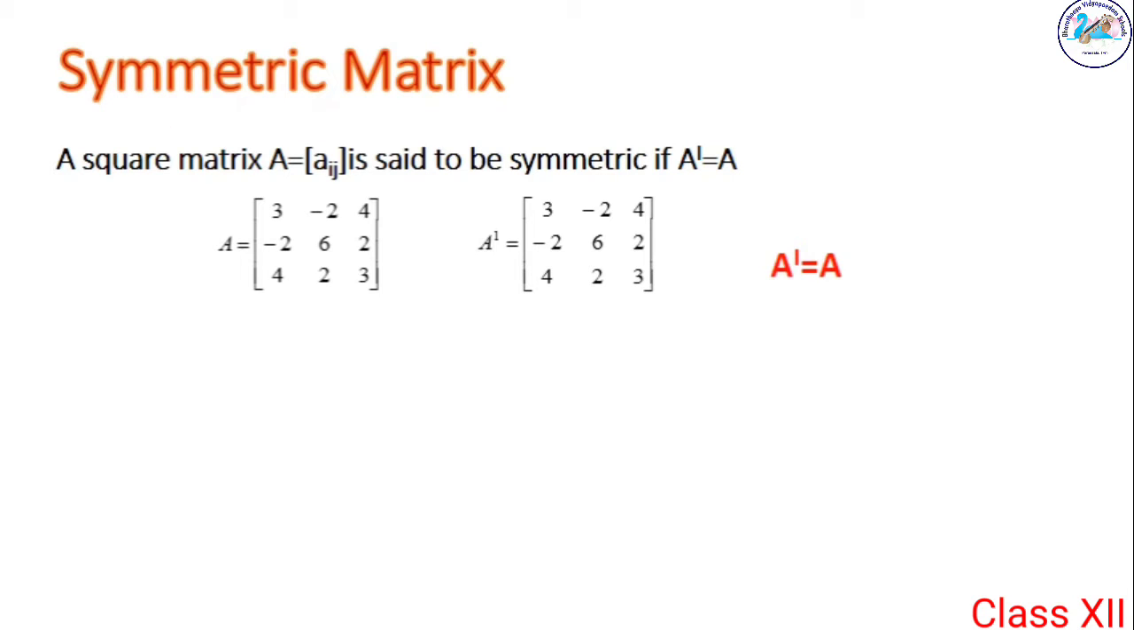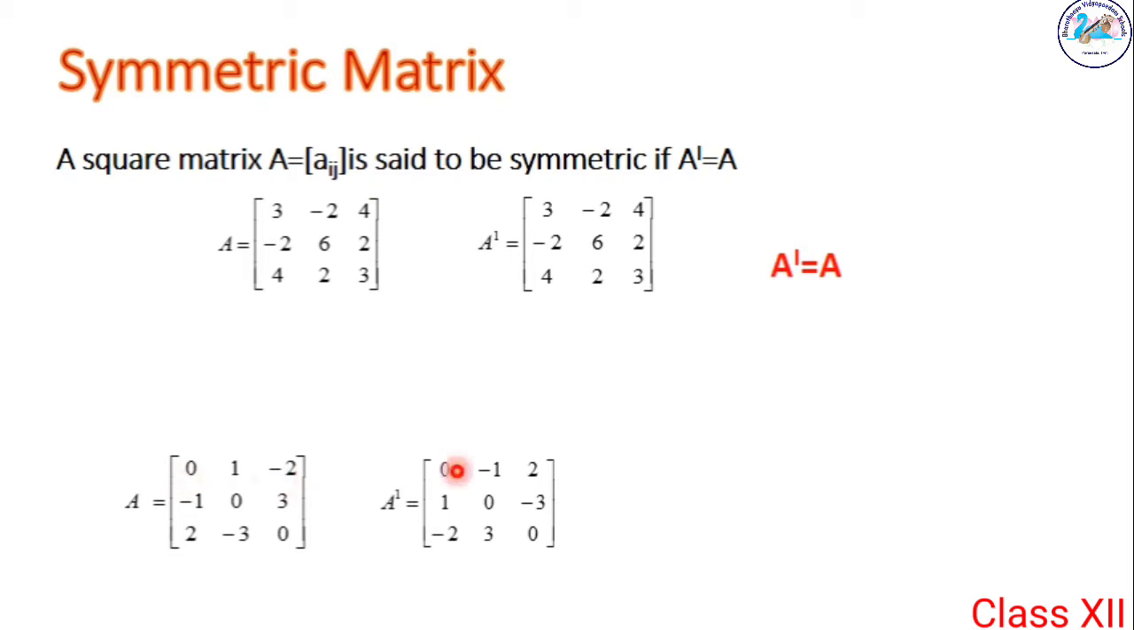Now move on to another example. Here we will go for matrix A equal to the 3 by 3 matrix 0 1 minus 2, minus 1 0 3, 2 minus 3 0. We will go for the transpose again. A transpose is equal to, we know, row will come here as column, so we have written A transpose.